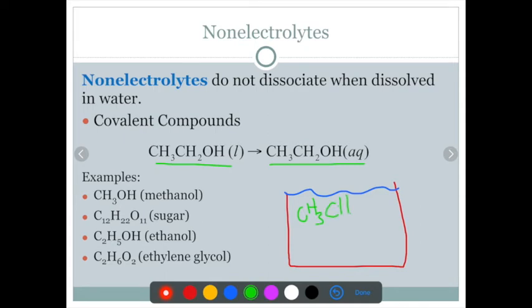So if you think about it, methanol is a covalent compound. So non-electrolytes are covalent compounds because they do not have ions, right? They're formed by sharing electrons. So covalent compounds have non-metals only. Non-metals, they don't have ions. So when we put them into water, they may dissolve, but they will not form ions because they don't have them. So non-electrolytes are covalent compounds.